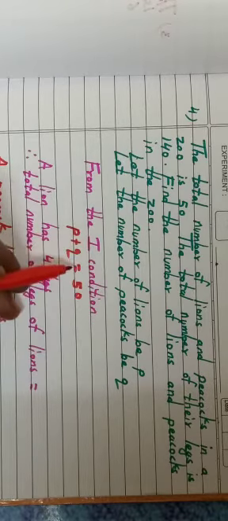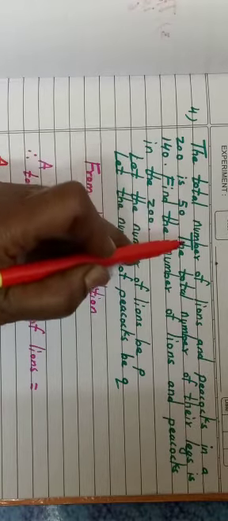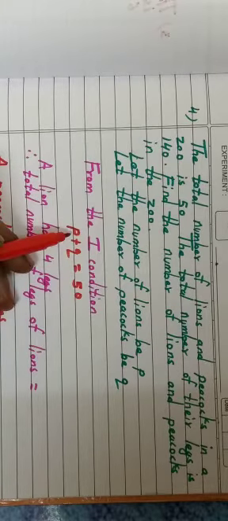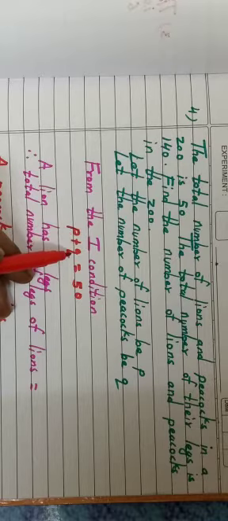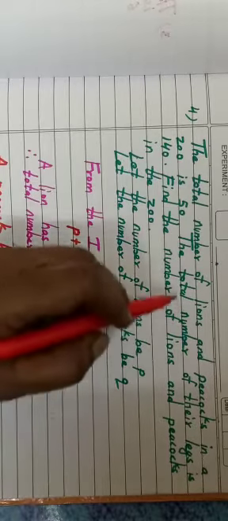So the first statement we can write in the form of an equation very easily because of the total number. The total number of lions and peacocks in a zoo is 50. So this is the first condition. Number of lions P, number of peacocks Q. P plus Q is equal to 50. Okay, this is easy. Now the next statement is the total number of their legs is 140.